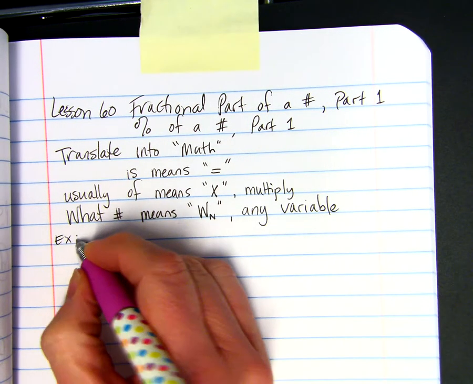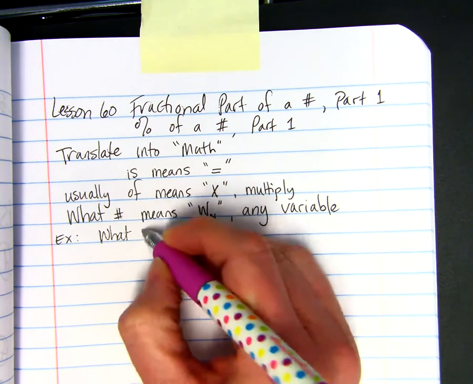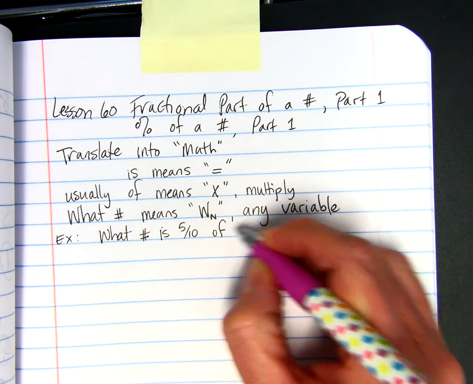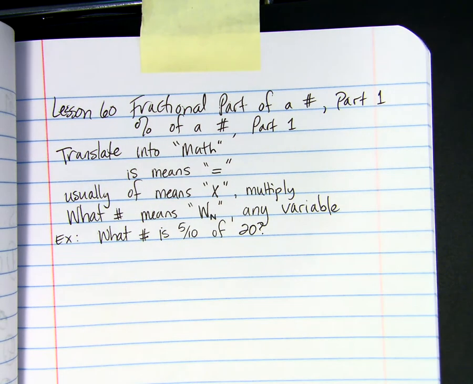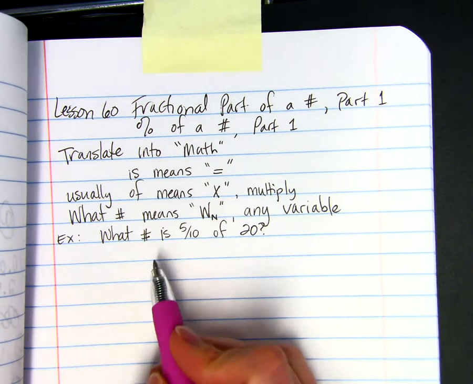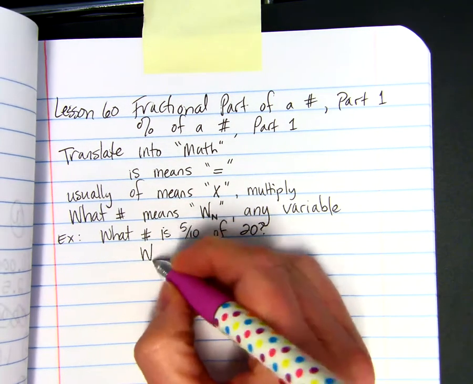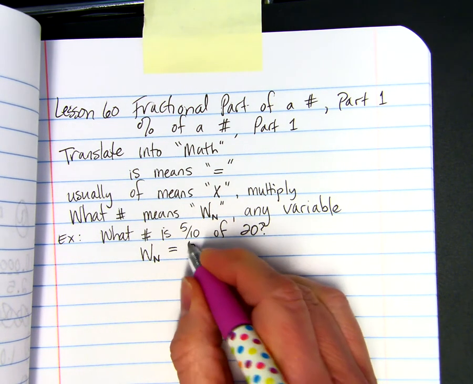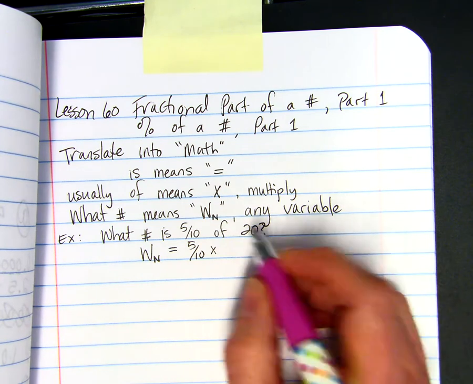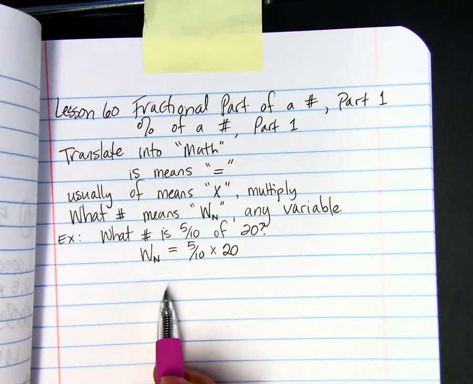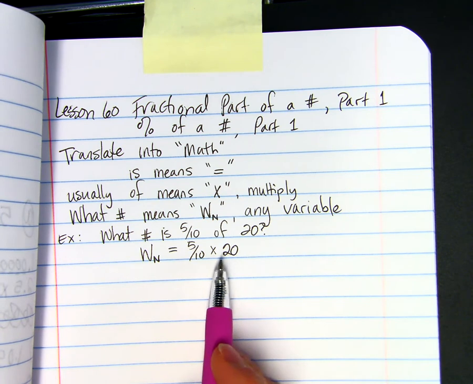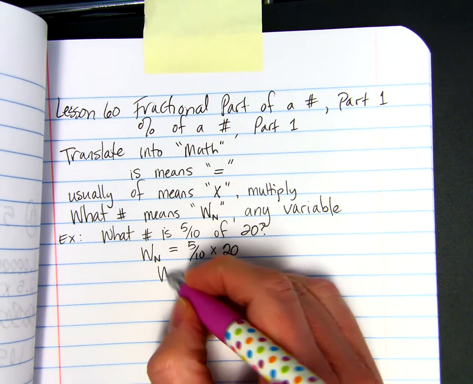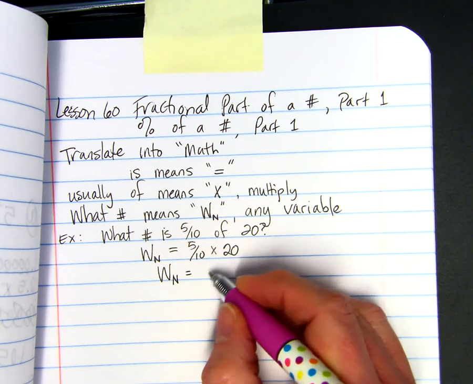So here's example 1. What number is 5/10 of 20? If we translate, we have what number, so that's W sub n, is means equal, 5/10, we have our of, so that's times 20. So if we do 5/10 times 20, we can divide our 20 by 10, which is 2, times it by 5.